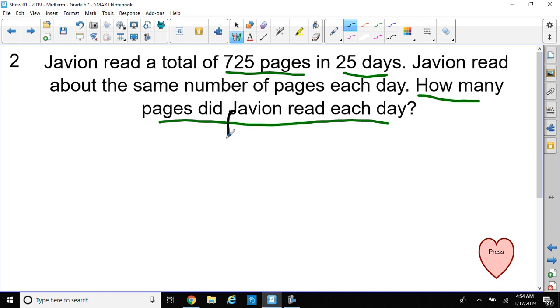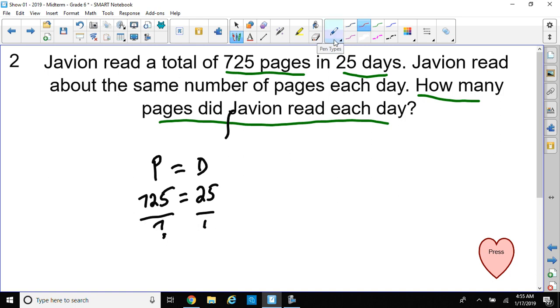Pages, and I'm going to compare that to days. So he read 725 pages in 25 days. So I'm comparing that to each other. We want to know how many pages, so I'll put a question mark here, could he read in each day, or each one day. So these are, again, equal fractions, or what you call proportions.